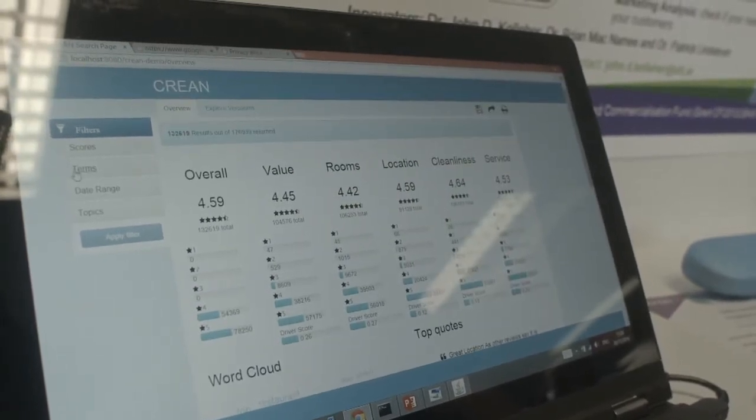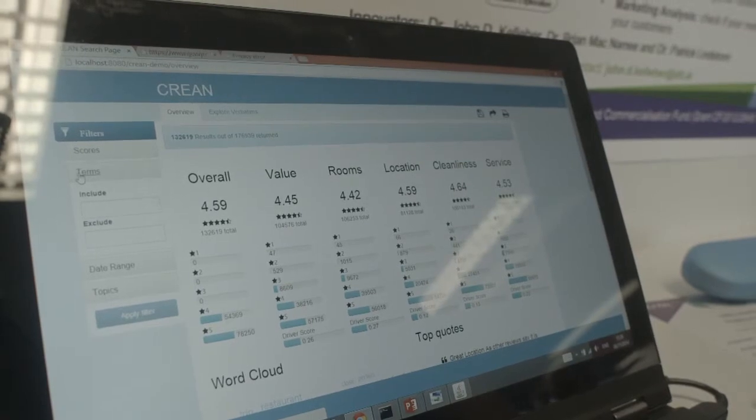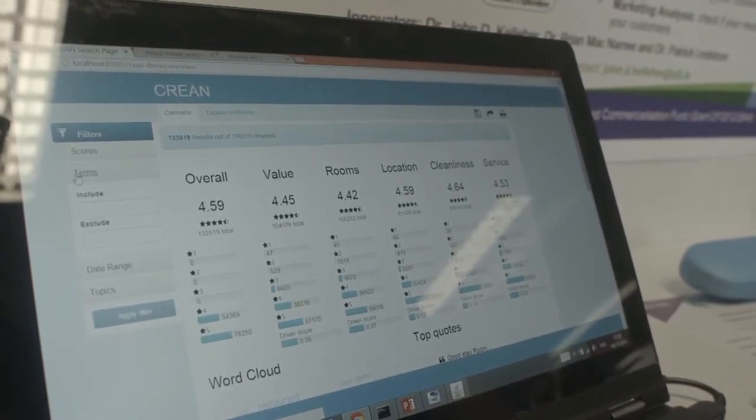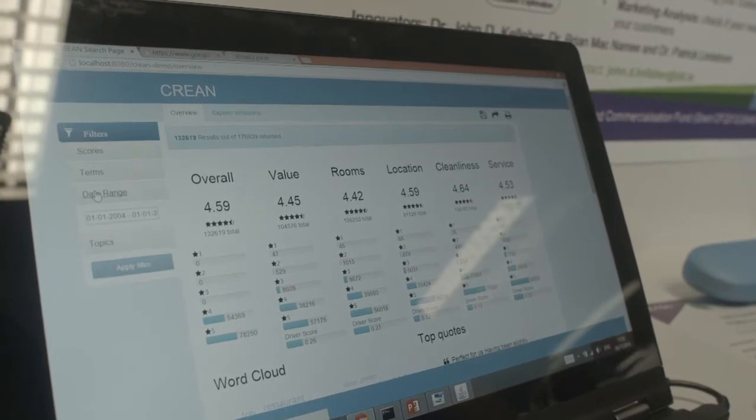We can also filter on other things such as the terms, where we can include terms such as Dublin and exclude terms such as Galway, and we can also filter by date range.